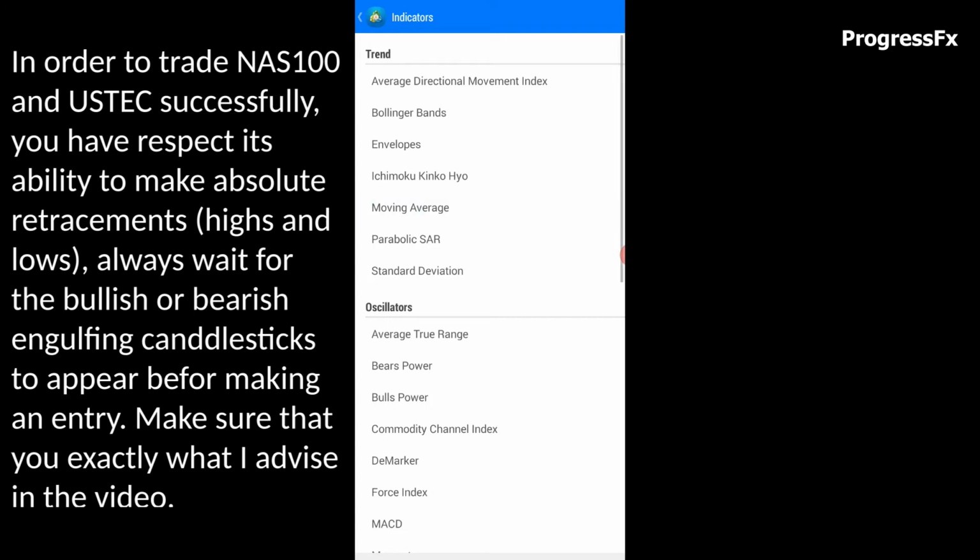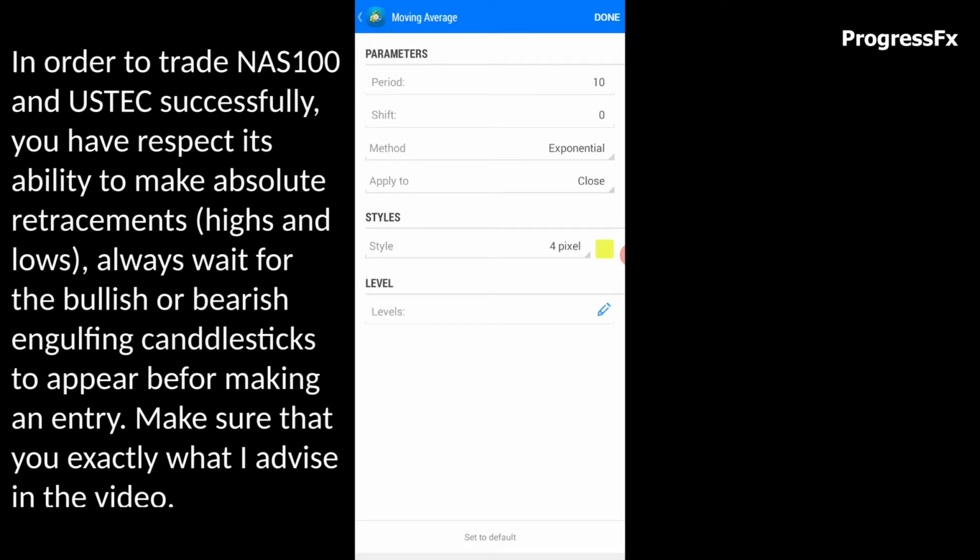So go to moving average. The first moving average is the 10 moving average. You set the method to exponential, leave the shift at 0, and apply close. Then you can choose the color of your choice and the style of the pencil of your choice if you wish.